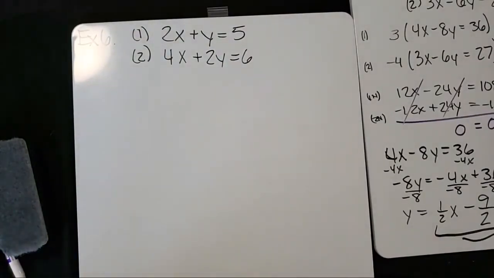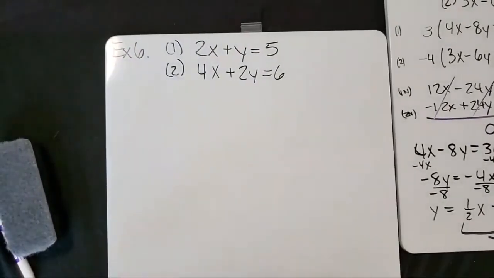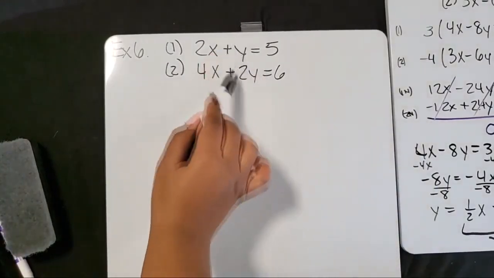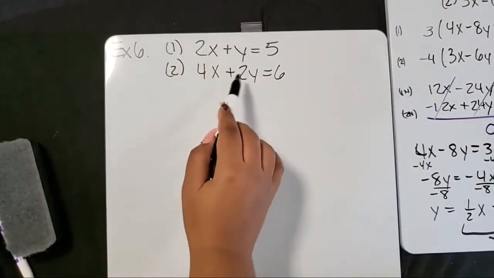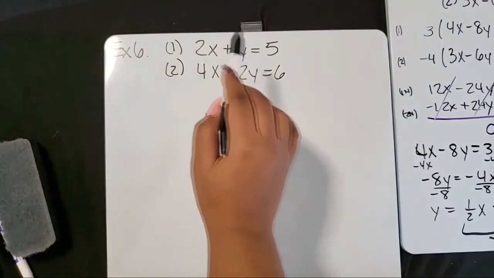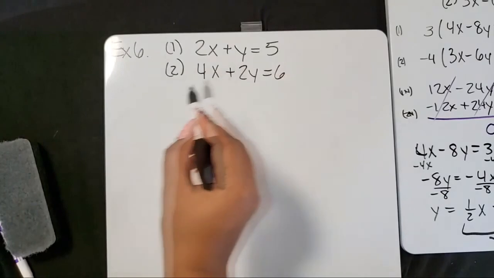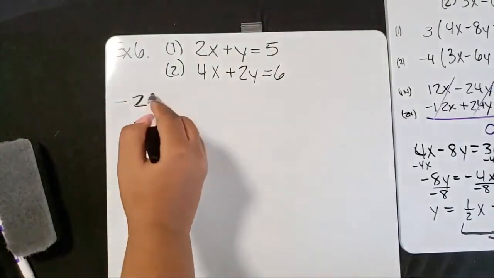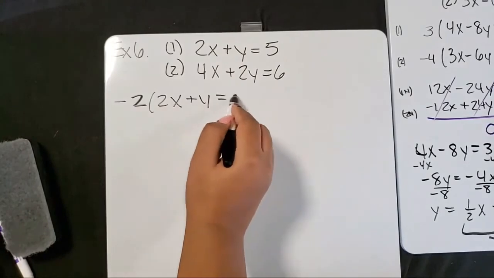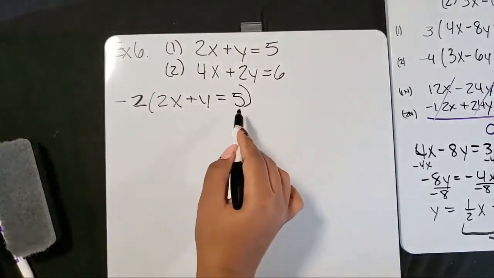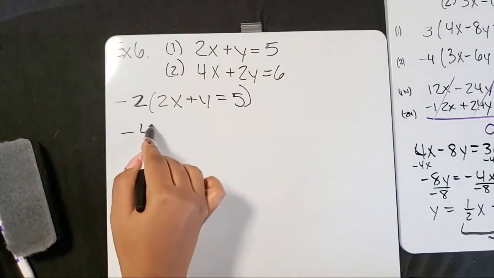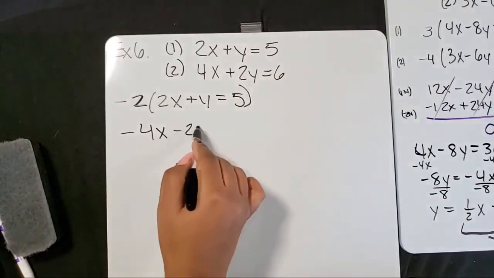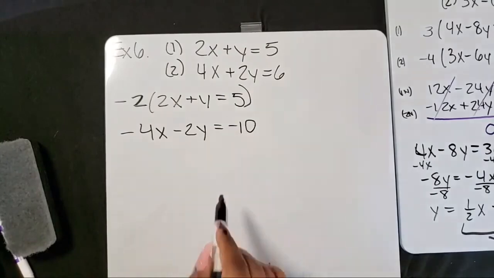For example number 6, equation 1 is 2x plus y equals 5. Equation 2 is 4x plus 2y equals 6. Hope y'all can see that. I want to eliminate the y term. Because this is 2y and this is just y, I'm going to multiply the first equation by negative 2. I'll get negative 4x minus 2y equals negative 10.